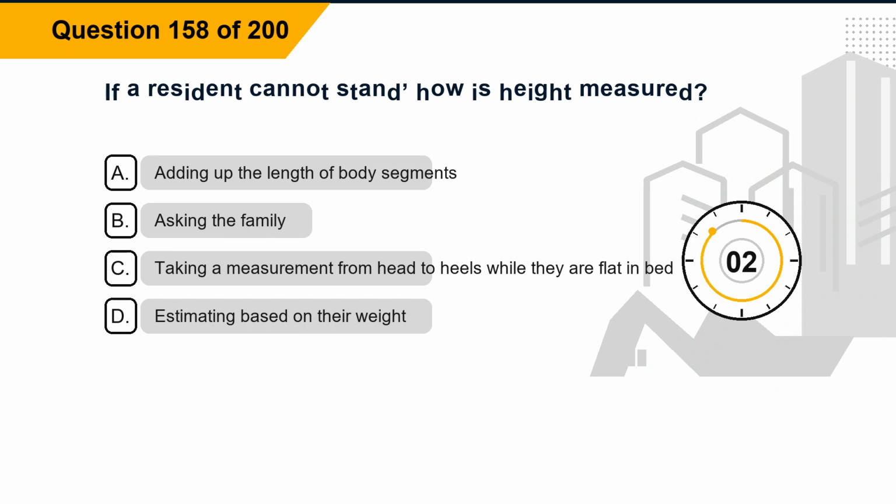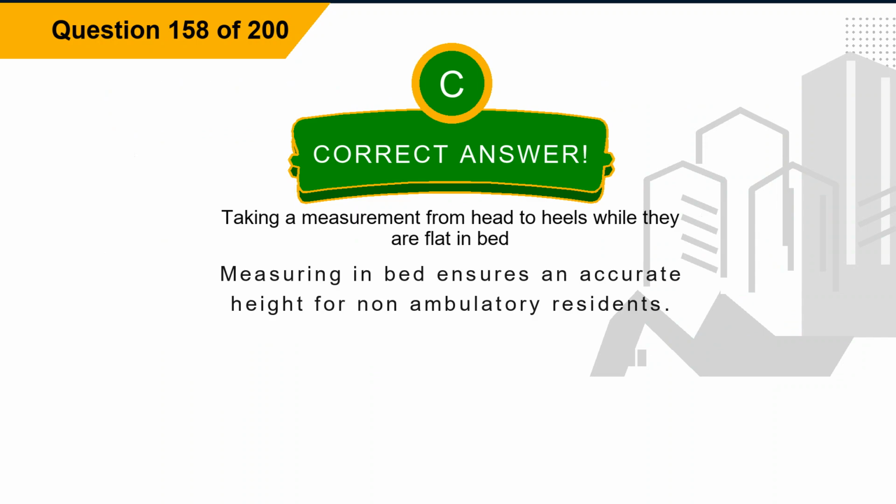Option D, estimating based on their weight. The correct answer is option C, taking a measurement from head to heels while they are flat in bed. Explanation. Measuring in bed ensures an accurate height for non-ambulatory residents.